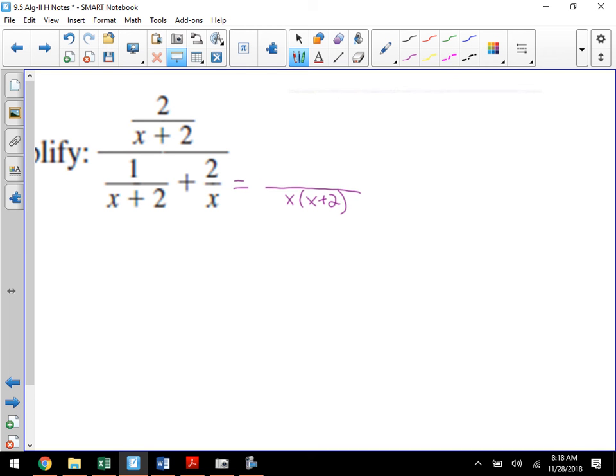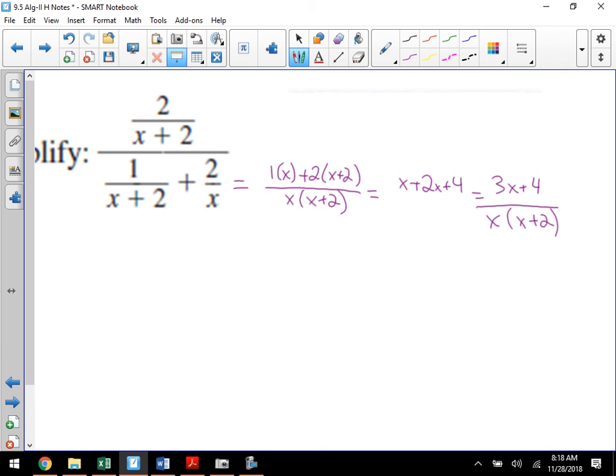And now we go back to the idea of fraction on the left has an x plus 2, but what's missing? Missing an x. So I get 1 times x. Fraction on the right is missing an x plus 2. So this becomes x plus 2x plus 4, which is 3x plus 4, all over x times x plus 2. Be okay with that? All I did was multiply and divide my terms.